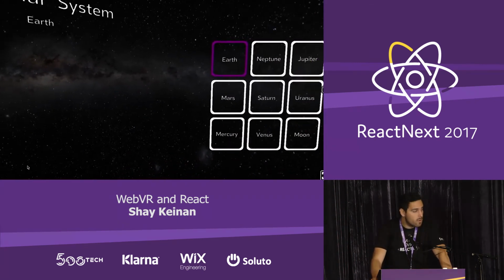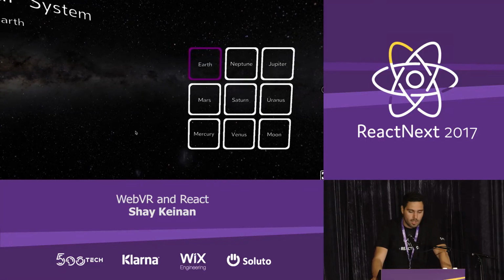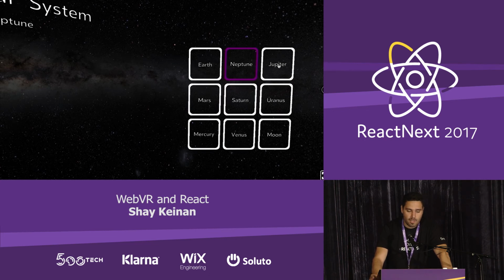So let's take a look at our menu again. Now, when we press a button, we are updating the current planet variable in our state. And as a result, the header component updates.